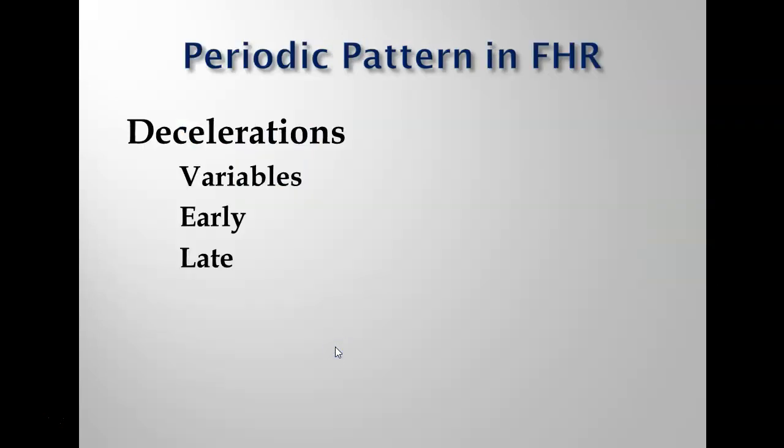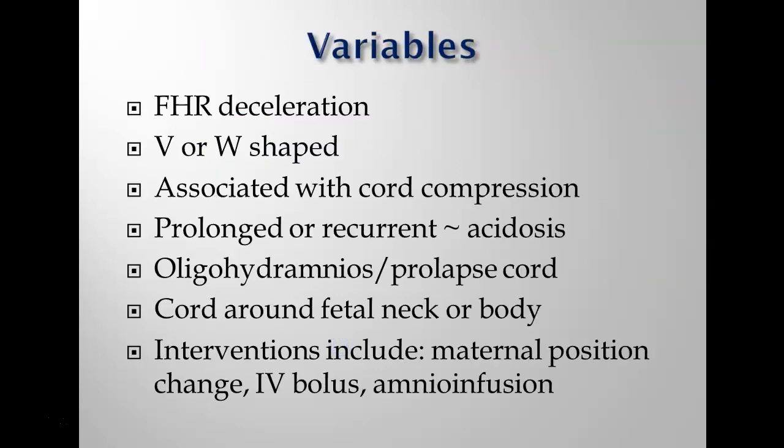The next types of periodic pattern changes are decelerations, and there are 3: variables, earlies, and lates. A variable is a fetal heart rate deceleration that has a V or a W shape to it. It's associated when the cord is compressed. It can be prolonged, where it can last a long time, or be recurrent, and this can lead to acidosis.